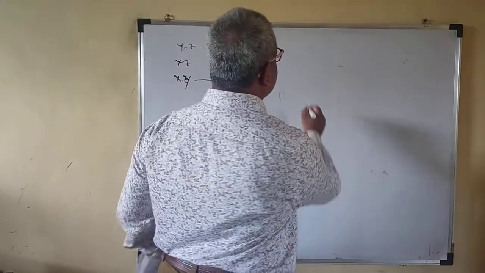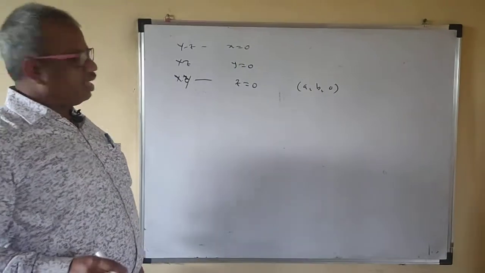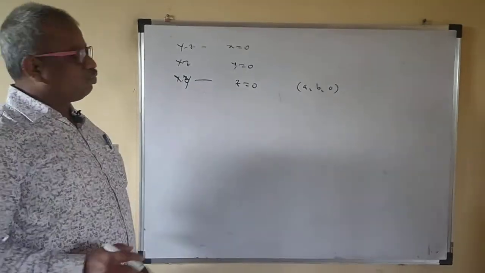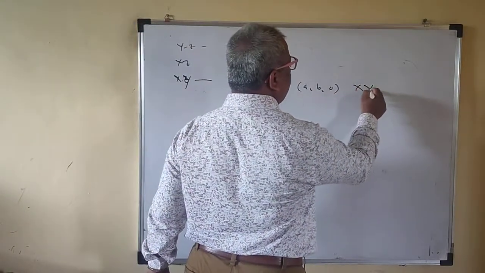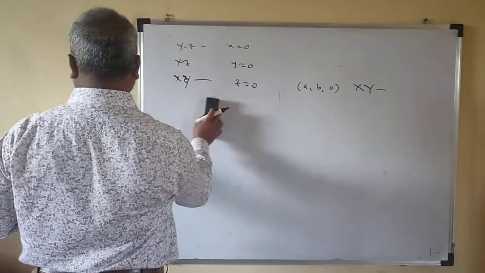Suppose this is a point (a, b, 0). That means this point is in xy plane, because z is 0. Xy plane means a plane containing x axis and y axis. So remember this.